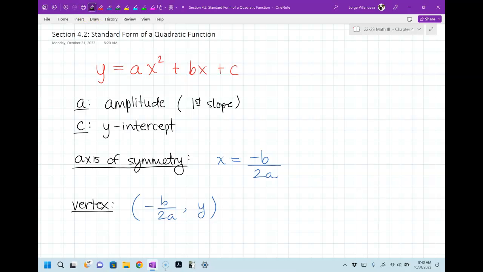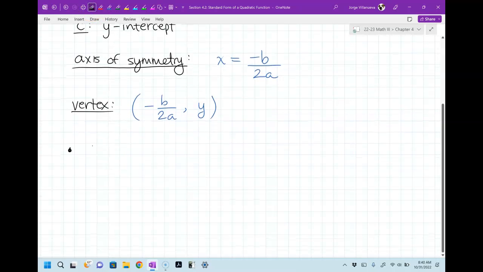So, all right. We have an equation in standard form, okay, y equals ax squared plus bx plus c, okay? And then we have our amplitude, we have our y-intercept, so that's kind of new. We didn't have that before. So now we have our y-intercept, that's the c value. Our axis of symmetry is x equals negative b over 2a. And our vertex is the axis of symmetry, comma, your y value. Okay? So, real quick note, just in terms of your a value.